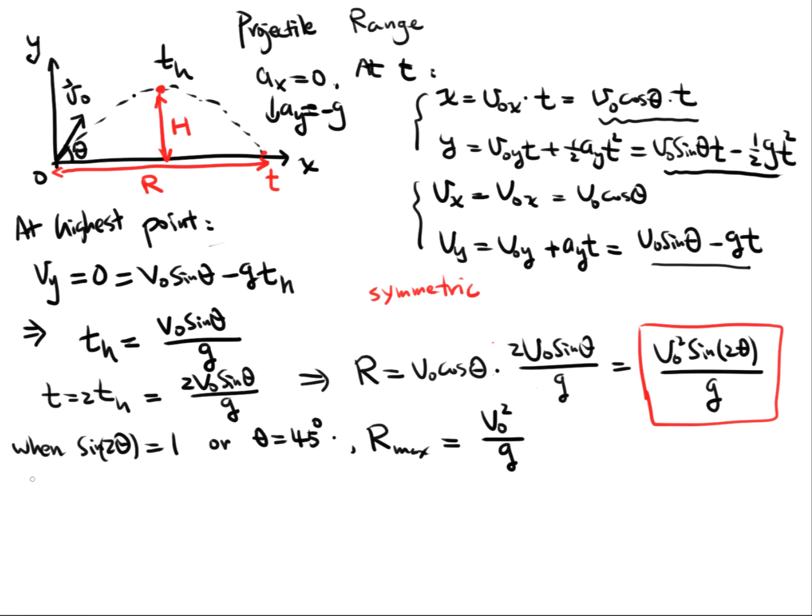For the smallest range, of course, it happens when sine 2 theta equals 0, or theta equals 0 degrees. The minimum range is, of course, just 0. So when the object is thrown up in the vertical direction, or the theta angle is vertical, 90 degrees, then we have a smallest range. It's simply just a 1D motion. The object goes up vertically and then goes down.